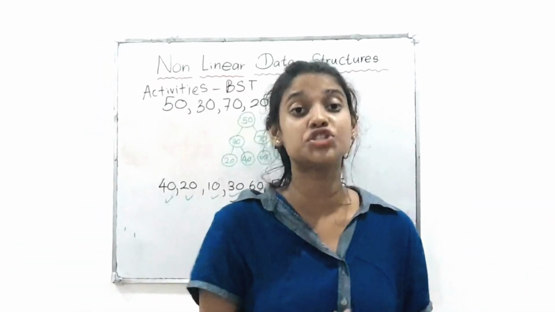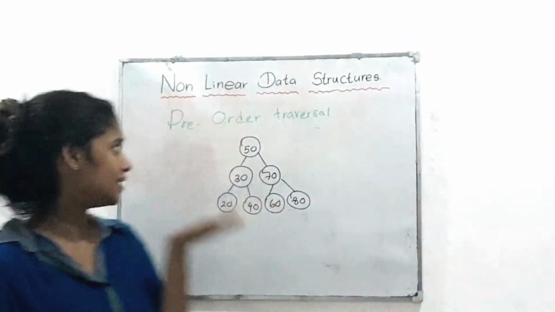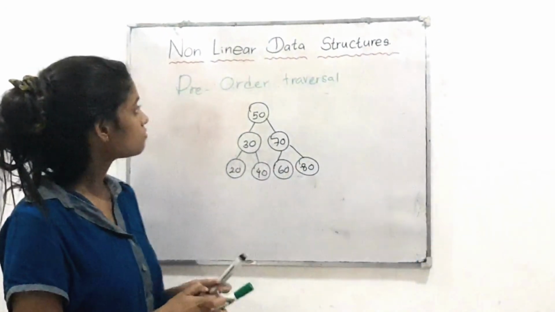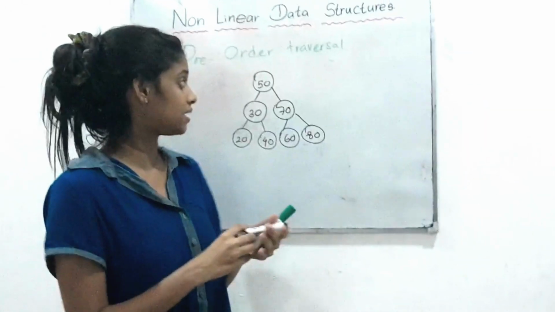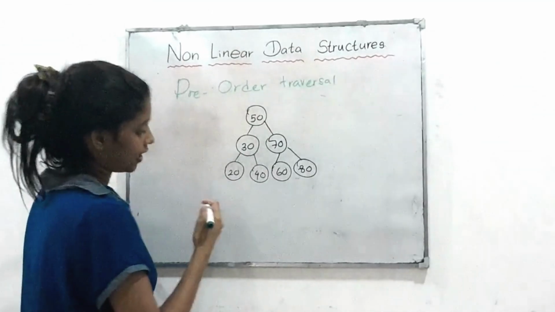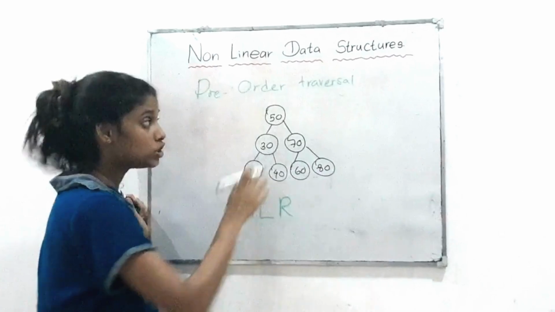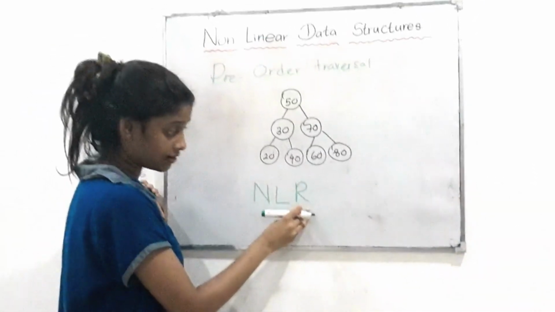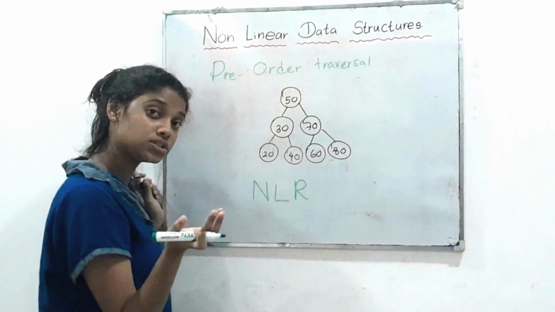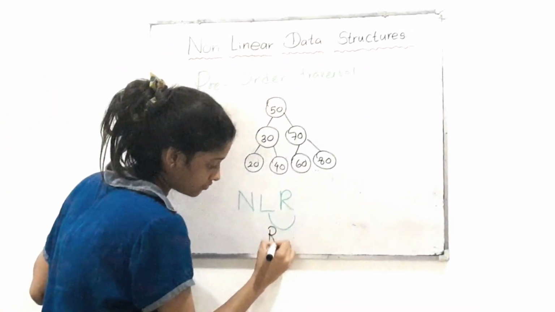So now let's move. We can construct this binary search tree using pre-order and post-order. Now let's see what is this pre-order traversal. In pre-order traversal, you have 3 steps like N, L, R. First, you have to access the root. Next, you have to traverse left side nodes and then traverse the right side nodes in your tree. These 2 are recursive.